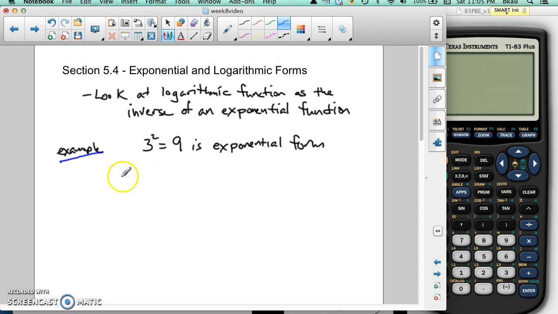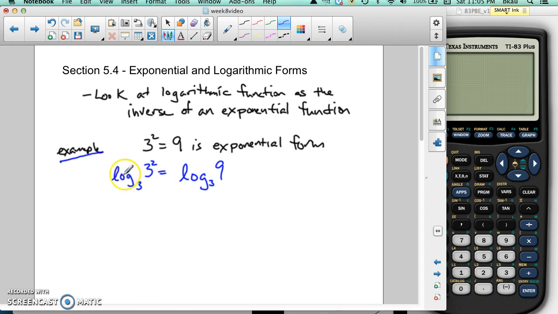So in the exponential form, if we're going to try to solve this, we're going to need to take the log base 3, because that's the base of 3 squared, to both sides of the equation. So we insert a log base 3 here, and we insert a log base 3 here. It's like multiplying both sides of the equation by 2. It's a very similar action. We're applying the same function to both sides of the equation.